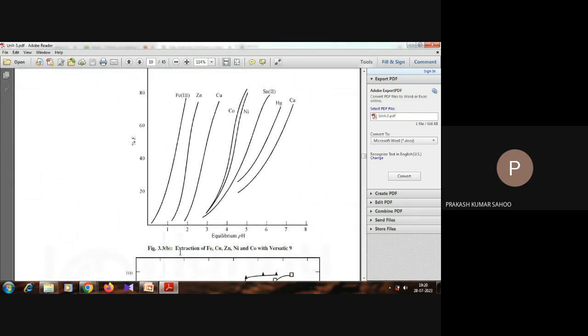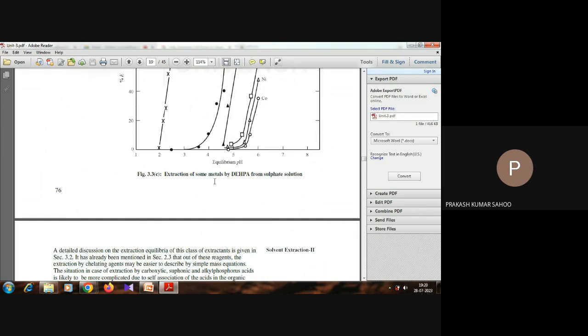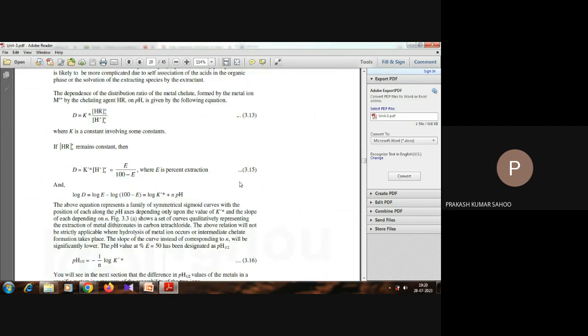And this is extraction of iron, copper, zinc, nickel, cobalt with Versatic 9 extract. This is the effect of pH on your percentage of E. This is your extraction of some metals by DEHPA from sulfate solution. Then again the same equation here. This is the pH equation.